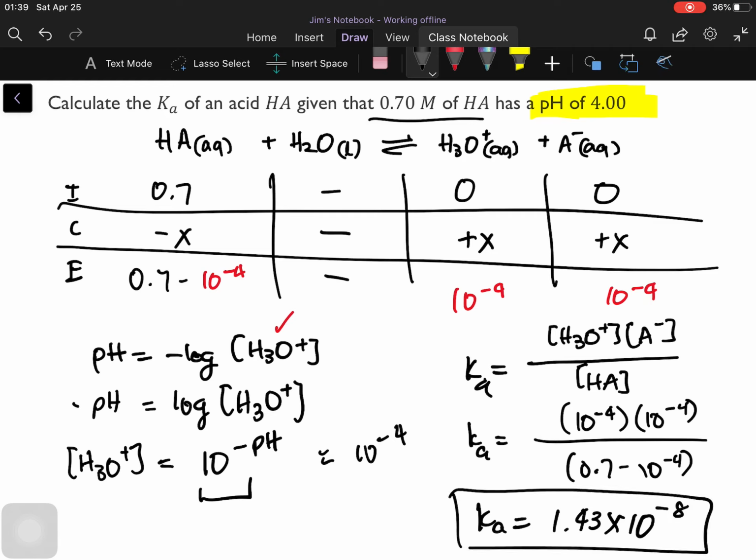Okay, what you have to take note is that the pH represents the equilibrium hydronium ion concentration. Okay, equilibrium hydronium ion concentration.